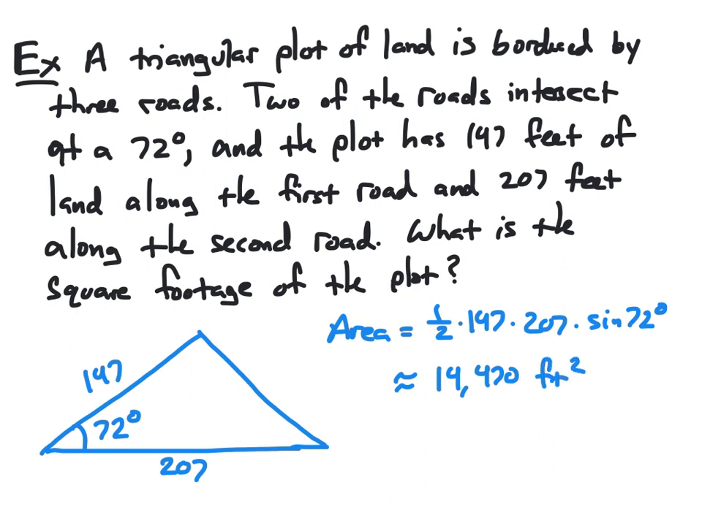Notice here that we don't actually directly find the height of this triangular field. However, of course, the height would be 147 times the sine of 72 degrees. But the nice thing about this formula is that we don't actually need to find the height separately. We sort of just find it at the same time. And so our area here of our triangular plot is almost 14,500 feet squared.